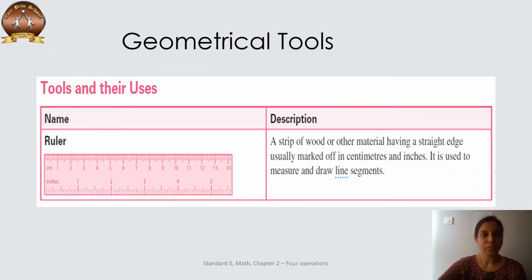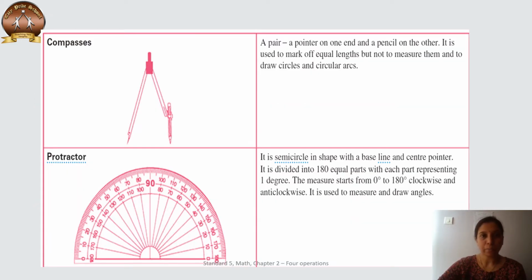Geometrical tools. The main tool in a geometrical set is a ruler. It is used to measure and draw line segments. Compass. It is the most important tool in a geometrical kit. A pair, pointed on one end and a pencil on the other. It is used to mark off equal lengths but not to measure them, and to draw circles and circular arcs.